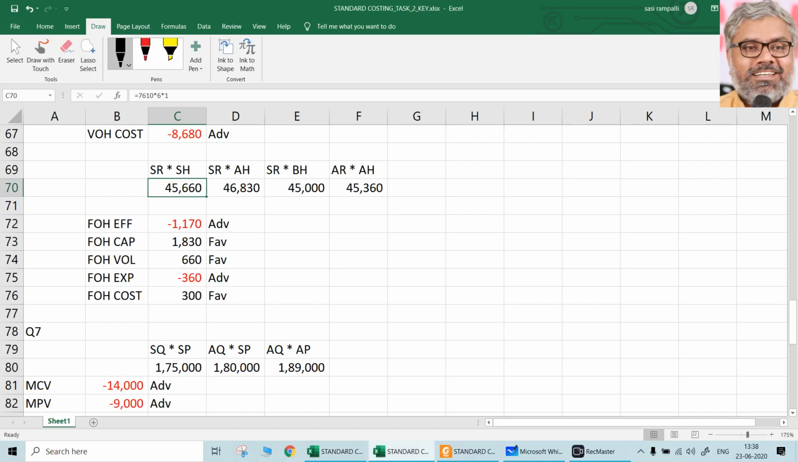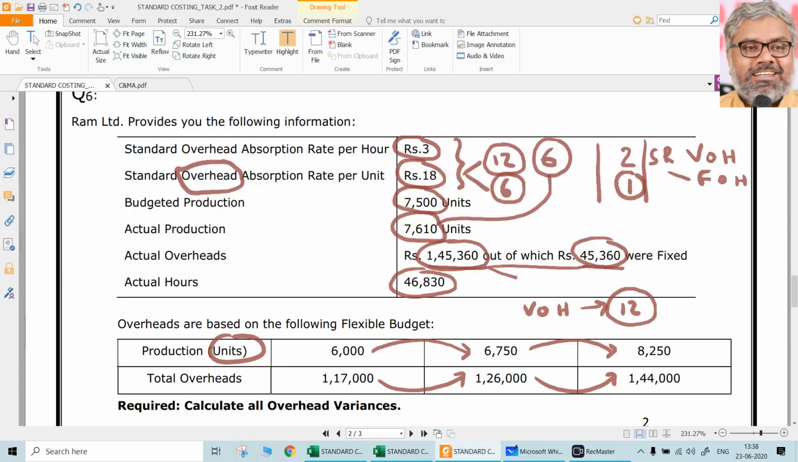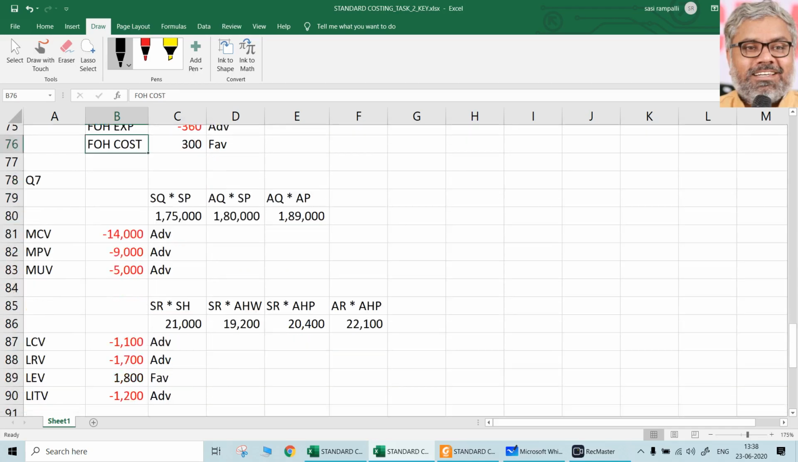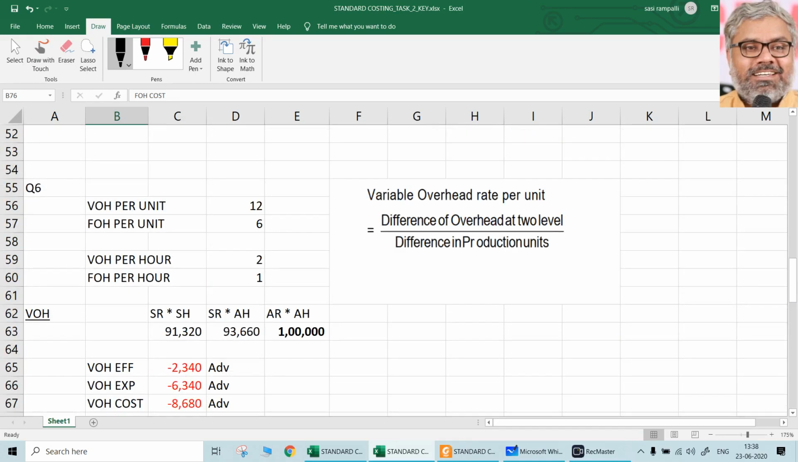So that is SR/SH, which is nothing but 7610 into 6 into 1 rupee, which is coming to 45,660. See, once we have all the things, you can find out all the fixed overhead variances: efficiency, capacity, volume, expenditure, and fixed overhead cost variances. That is question number 6. So the key point here is this one.